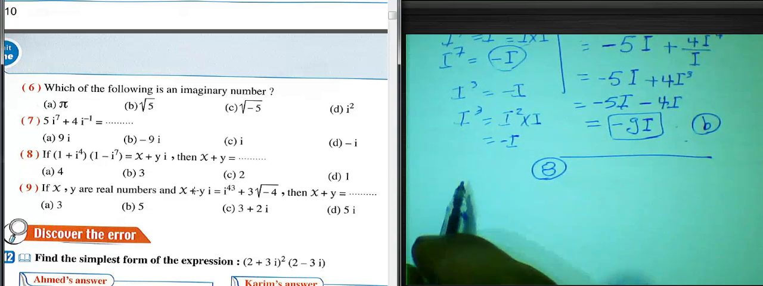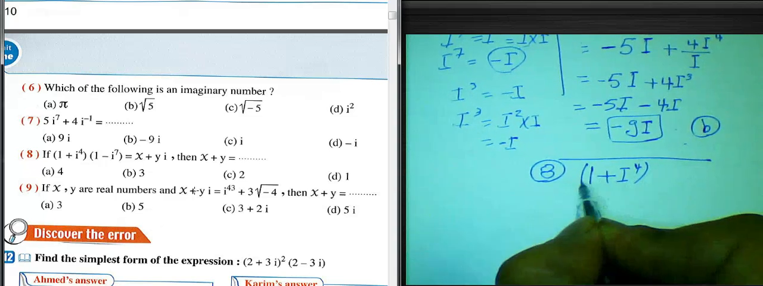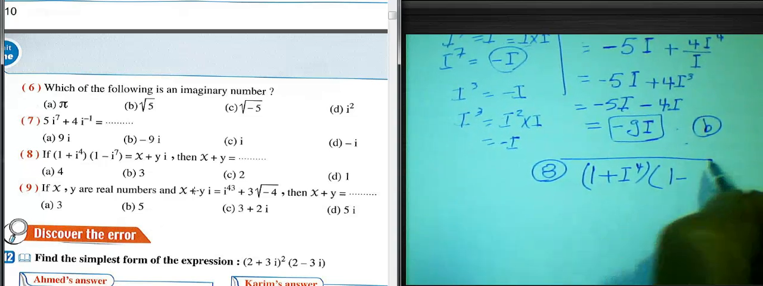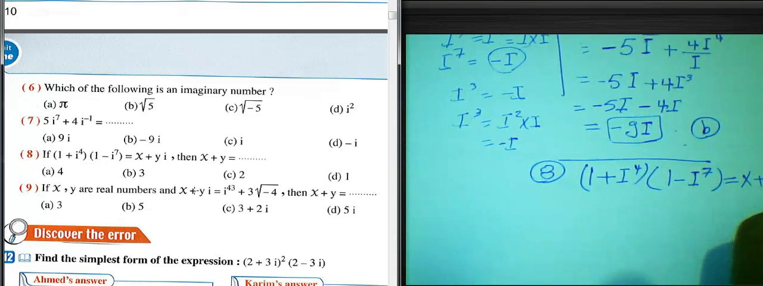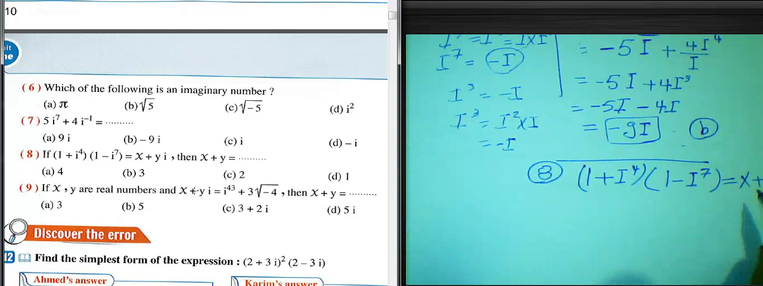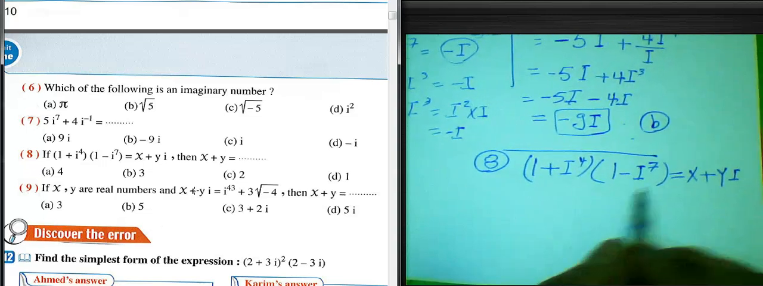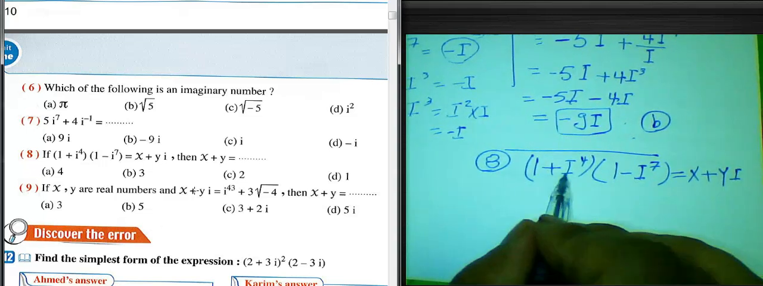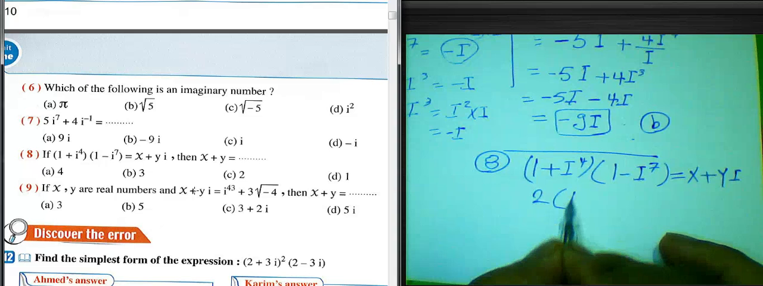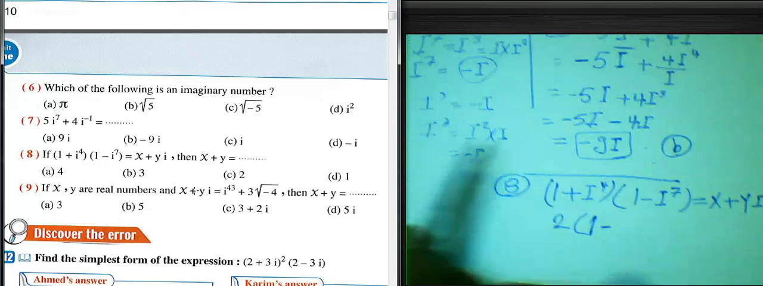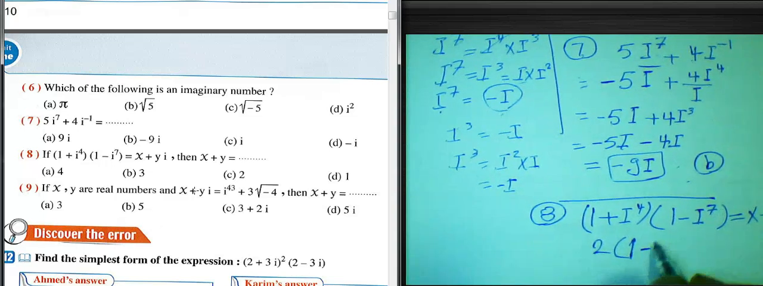Read with me: if (1 plus i^4) multiplied by (1 subtract i^7) equals x plus y times i, then x plus y equals what? Okay, we will solve it. We know i^4 equals 1, so 1 plus 1 equals 2. And 1 subtract i^7: we know i^7 equals negative i. Negative times negative equals positive.